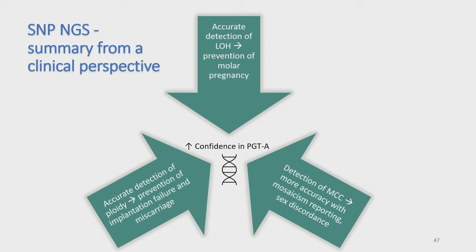So as a clinician, I really see SNP NGS as being able to improve the accuracy of PGT overall by accurately detecting ploidy status and potentially helping to decrease the risk of miscarriage after embryo transfer, accurately detecting the loss of heterozygosity in the example of the molar pregnancy we discussed, and being able to detect maternal cell contamination, which essentially can help decrease the rates of mosaicism or more accurately report that. So overall, all of these things help us just have more confidence in our results.